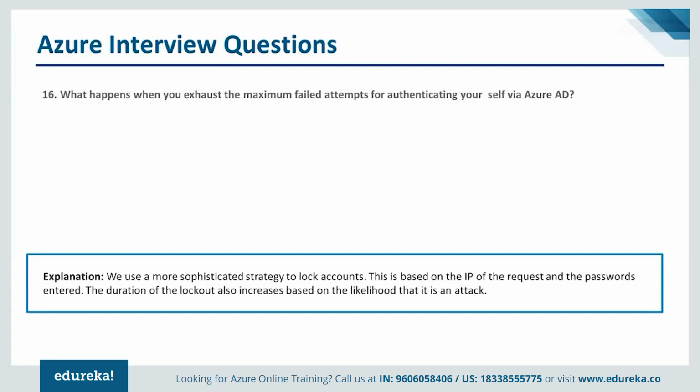Now the same thing happens in Azure AD, but it happens based upon the IP address. Okay, so it will track the IP address of the request and the password entered, and the duration of the lockout also increases based upon the likelihood that it is an attack. Okay, so this is how it works when we talk about maximum failed attempts for authenticating yourself.